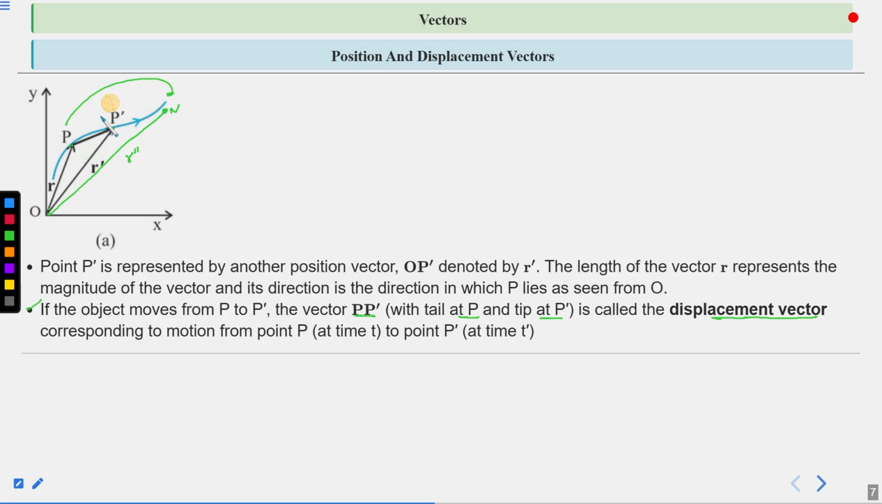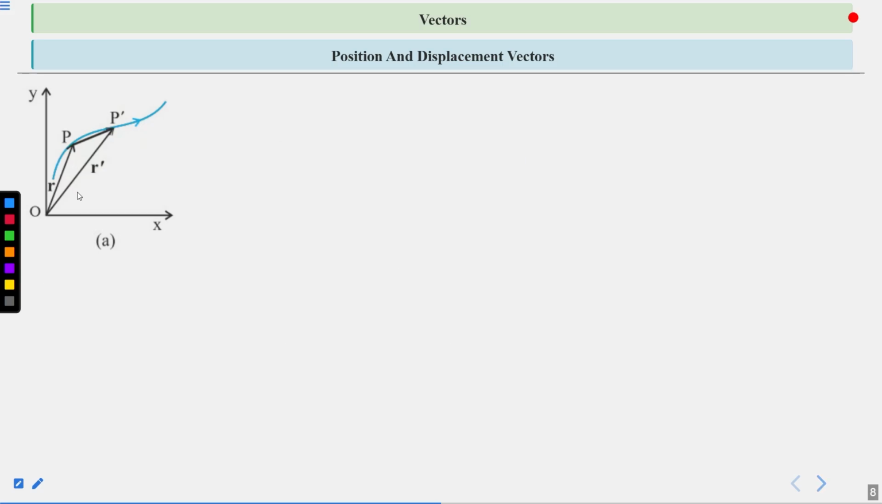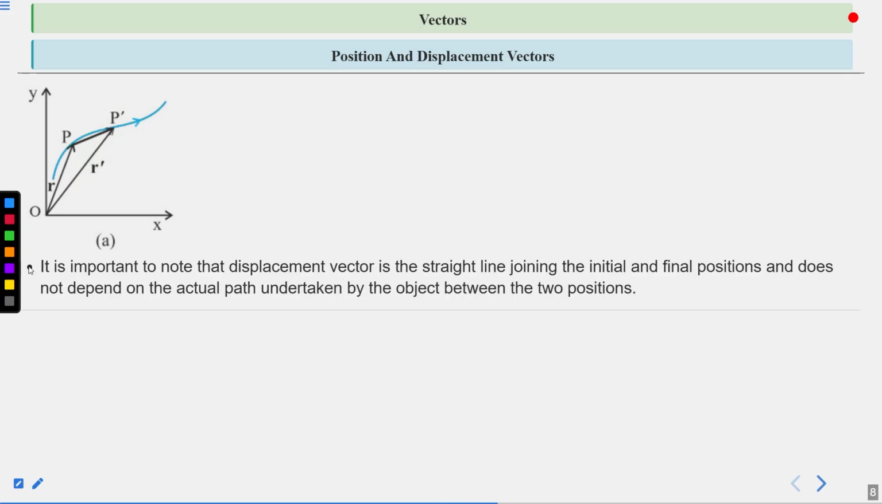Now I hope this is clear. So this is the displacement vector corresponding to motion from point P at time t to point P prime at time t prime. So this is all about the displacement vector. It is important to note that the displacement vector is the straight line joining the initial and final positions.